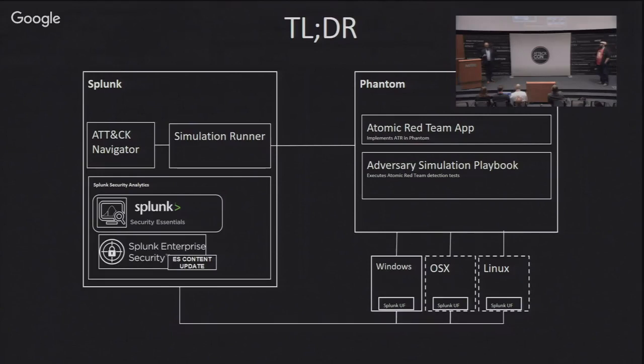Phantom's another Splunk product that we acquired earlier this year. It's an orchestration and automation platform. So we built an Atomic Red Team app for that. It downloads the Atomic Red Team GitHub repo, stores it locally, and then exposes actions for running those tests against systems of your choice. And we wrote a playbook that implements those actions or puts them into use.